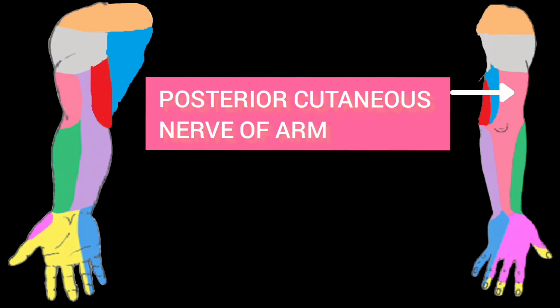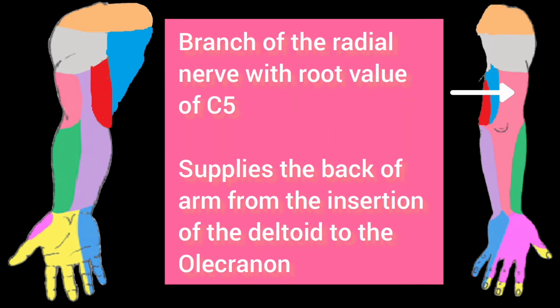Posterior cutaneous nerve of the arm. It is a branch of the radial nerve with a root value of C5. It supplies the back of the arm from the insertion of the deltoid to the olecranon process of the ulna. The pink color area represents the area supplied by the posterior cutaneous nerve of the arm.